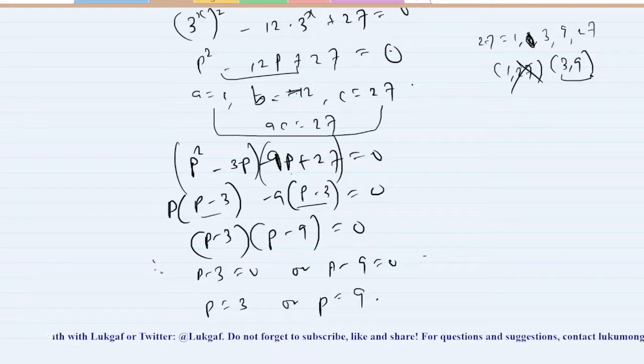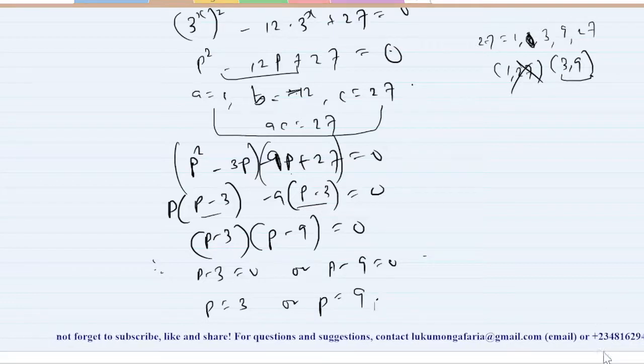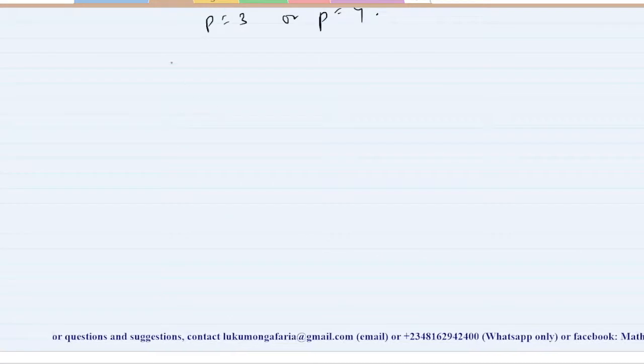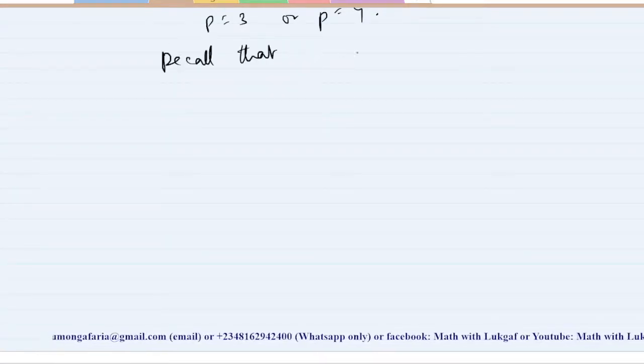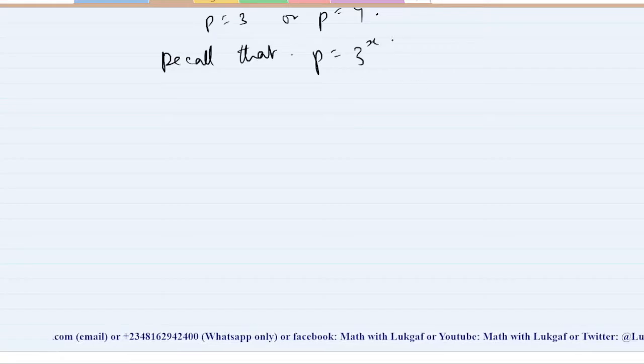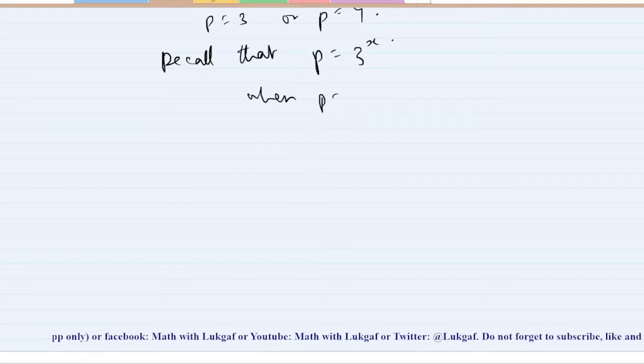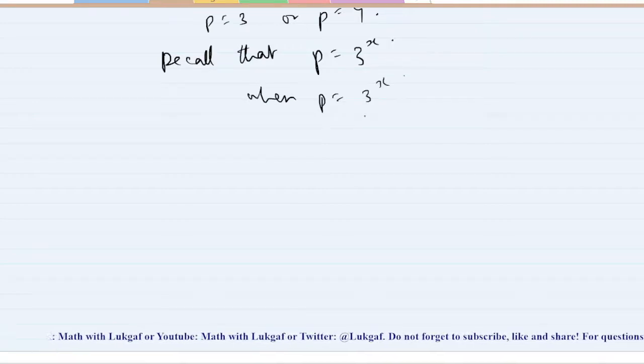But don't forget, we made our p to be what? So to be 3 raised power x. You understand now? So you have to recall that p is equal to 3 raised power x. Now I know the value of my p. I have two values of p, 3 and 9, right?